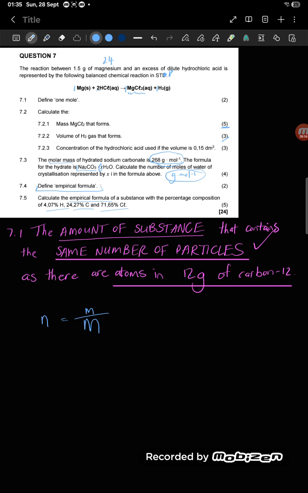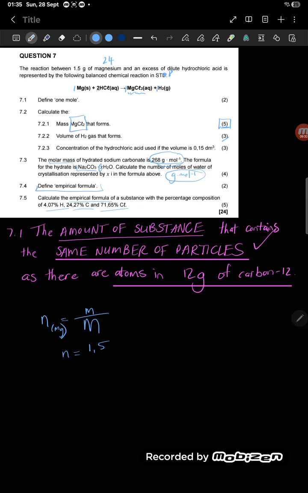Okay, cool. So 1.5 of magnesium, this is N of magnesium, and I need to calculate the mass, oh yes, of 5 marks. Okay, M of magnesium, so the number of moles would be 1.5. The mass of the whole substance, not just Mg.